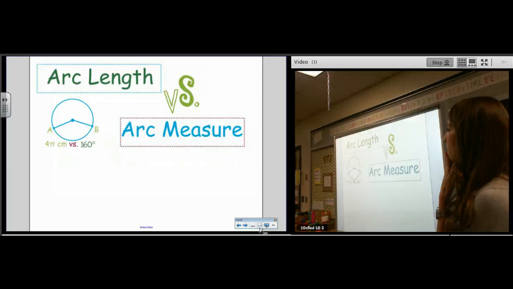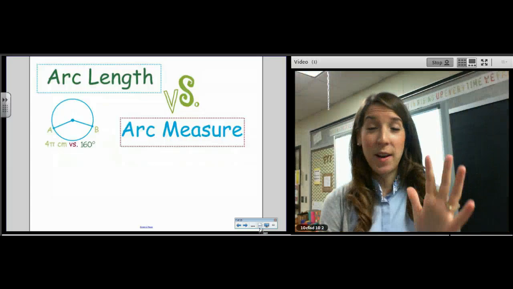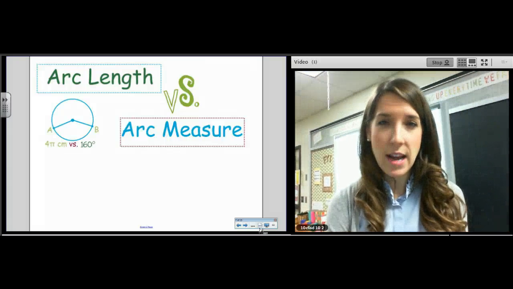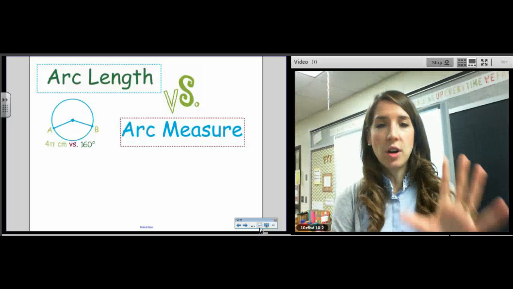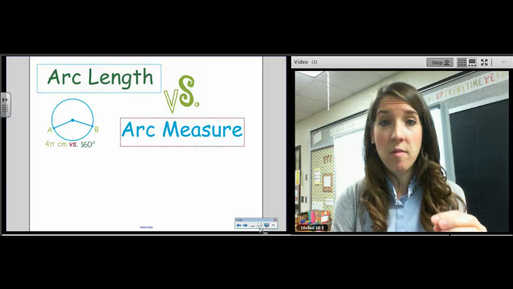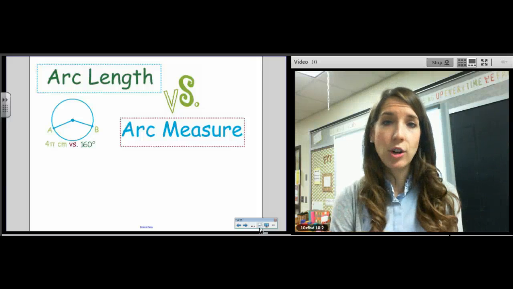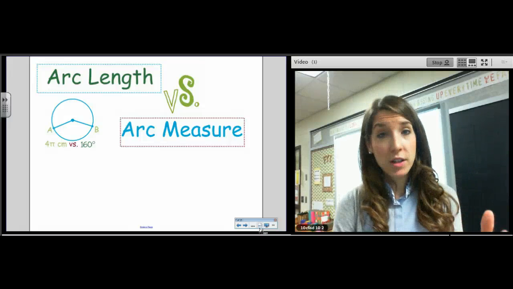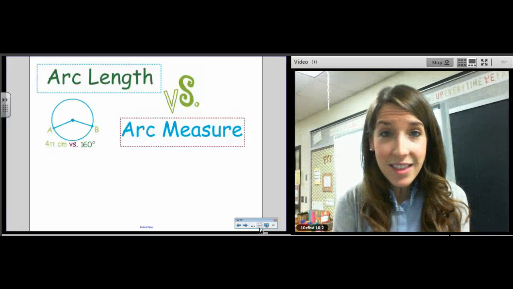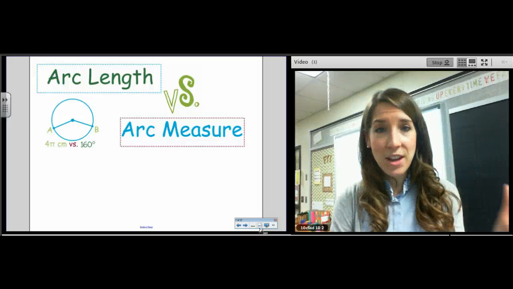All right, so this is a very important slide, so I need your attention right here because students get confused with this sometimes. In a circle, when we talk about an arc, remember there's a minor arc, there's a major arc, and there's a semicircle. Anyways, when we talk about arcs, arcs can have a length and they can have a measure.